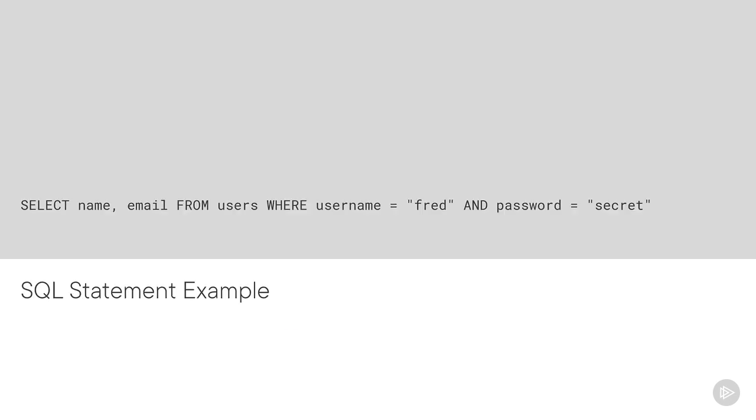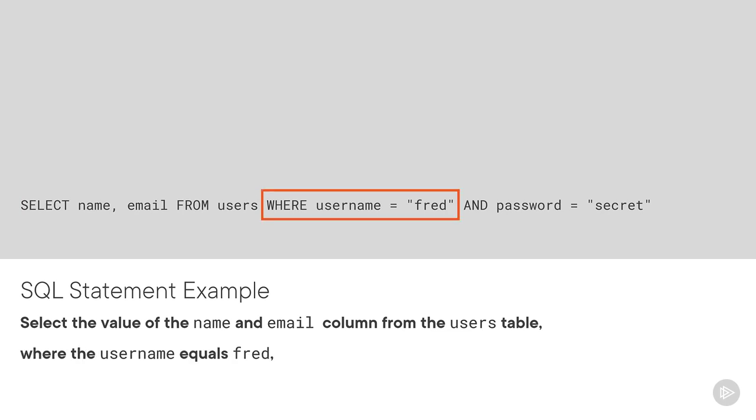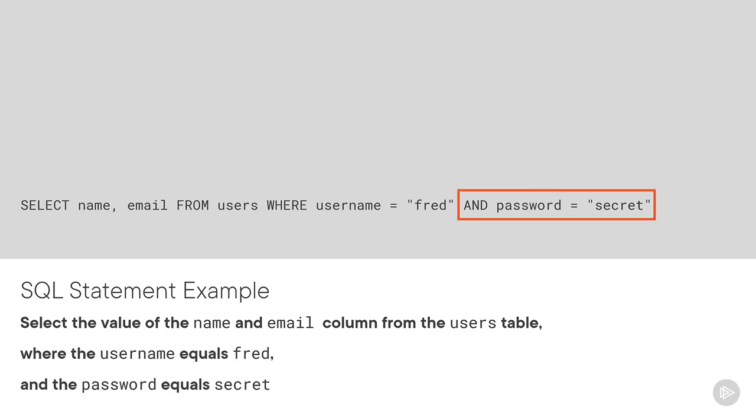Let's briefly go over a SQL statement. Here you see a SQL statement: select name, email from the table users, where username equals Fred and password equals secret. And if you read it from left to right, first it says select the value of the name and email column from the users table, where it is a Boolean comparison, the username equals Fred and the password equals secret. So the SQL statement returns a row containing a name and an email address if there's a user having username Fred and the password being secret.